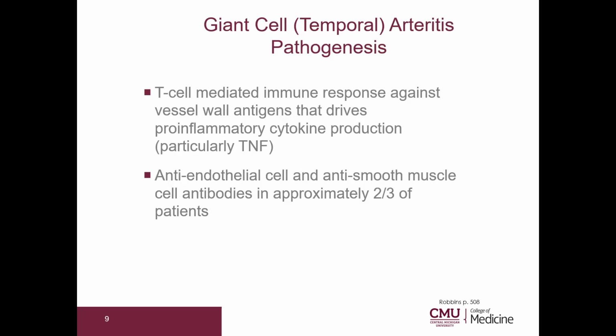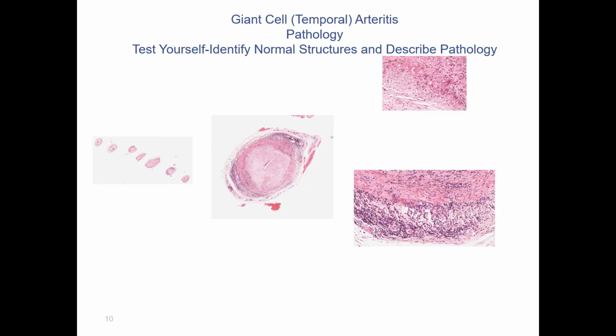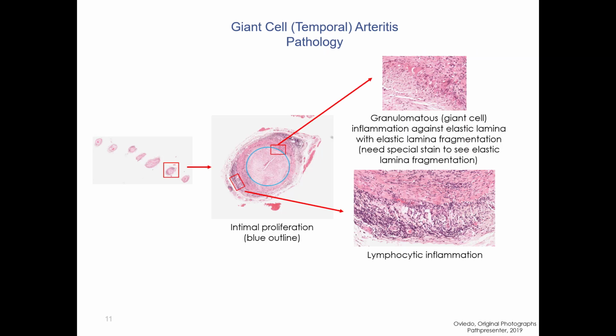The pathogenesis is a T-cell mediated immune response against vessel wall antigens that drive pro-inflammatory cytokine production, particularly TNF. Anti-endothelial and anti-smooth muscle cell antibodies are present in approximately 2/3 of patients. Here are some photographs of giant cell temporal arteritis. Go ahead and test yourself. The answers will be on the next slide.